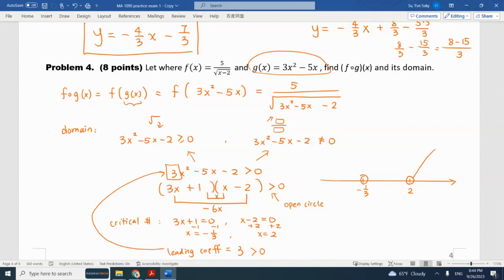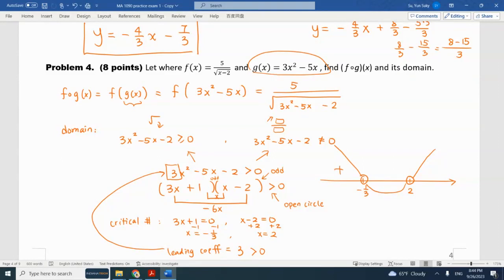Okay? And when we meet the number 2, you look at the multiplicity. Do you see here the multiplicity is 1, which is odd? So we cross. And when we meet the number negative 1/3, it corresponds to the factor of 3x plus 1. The multiplicity is 1, also odd. So we cross.